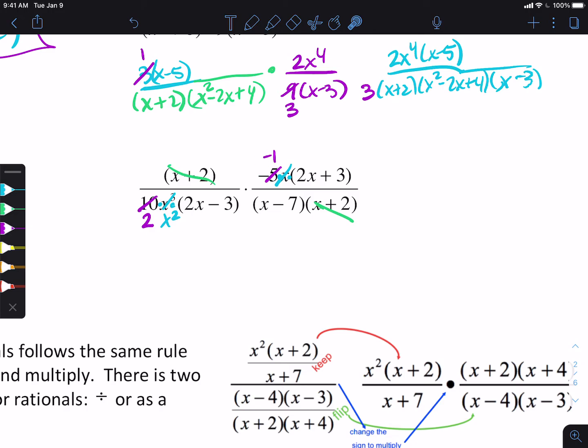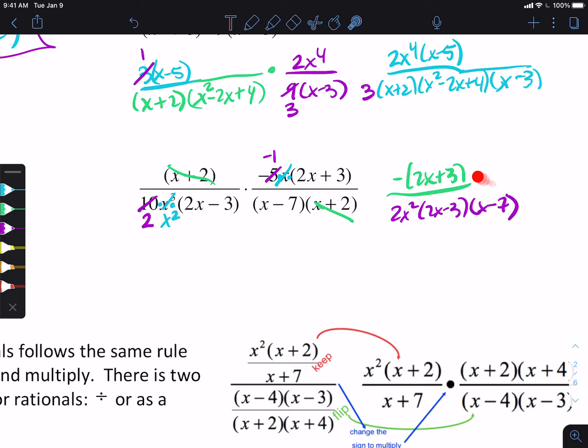So 1 times negative 1 times 2x plus 3 is negative 2x plus 3. On the bottom, we're doing 2 times x squared times 2x minus 3 times x minus 7 times 1. So we get 2x squared, 2x minus 3 times x minus 7.